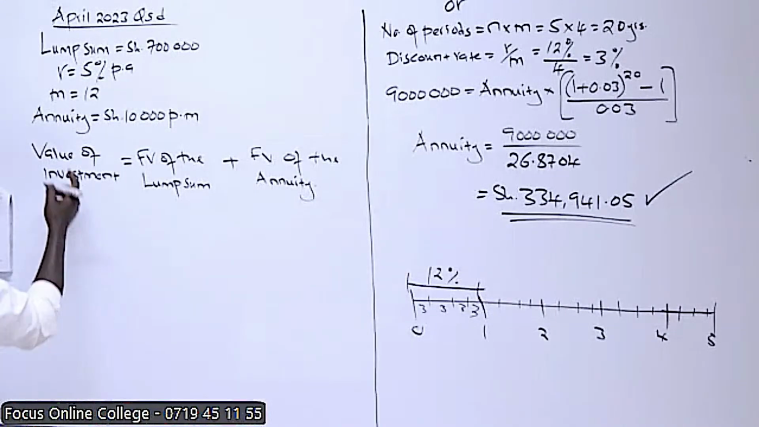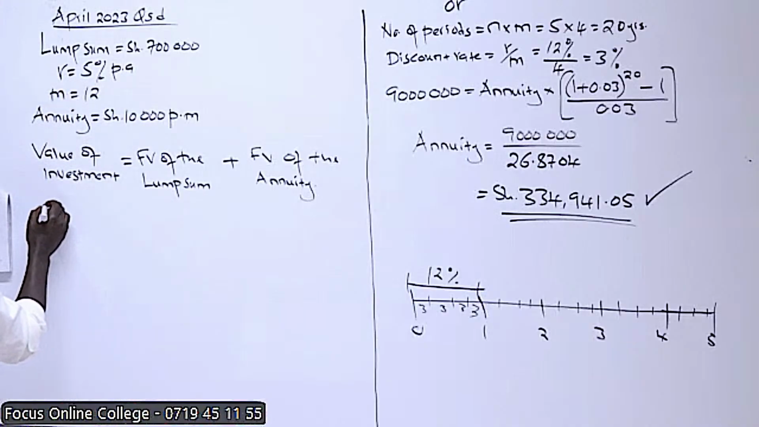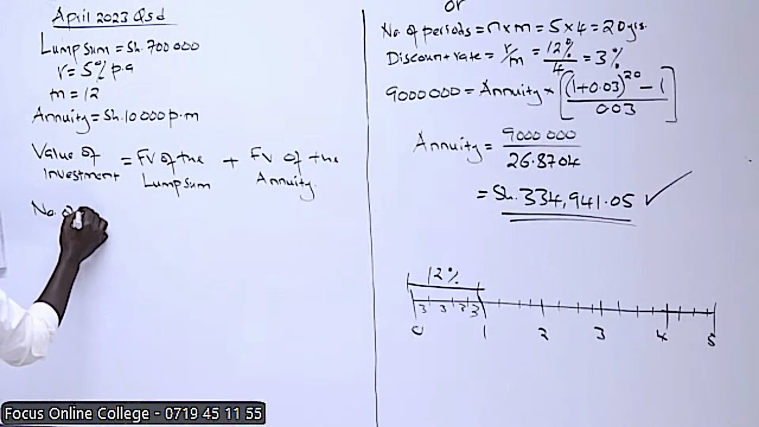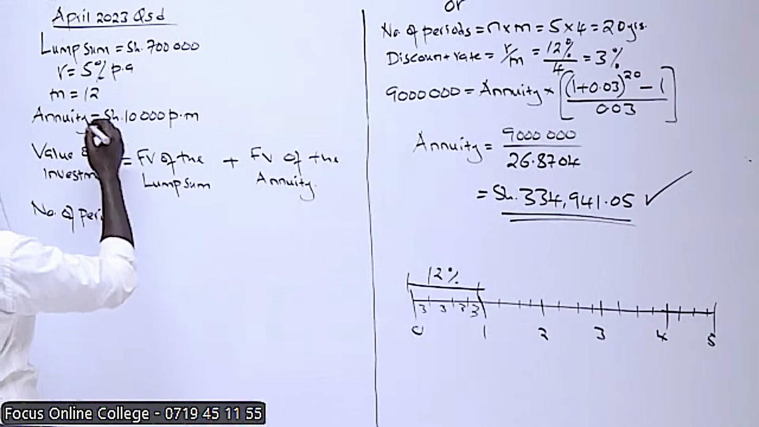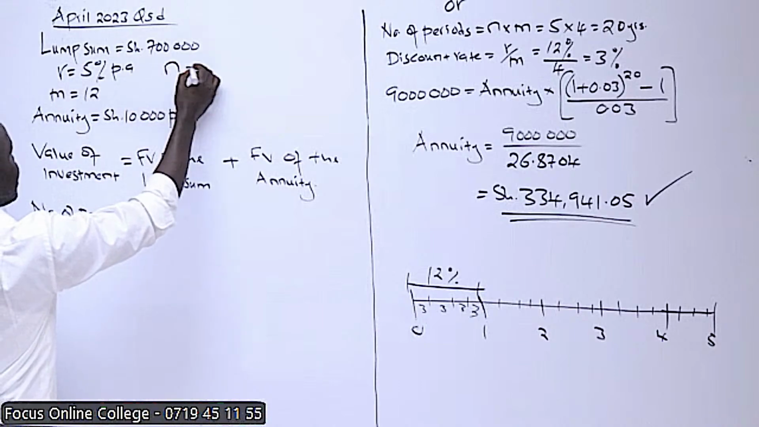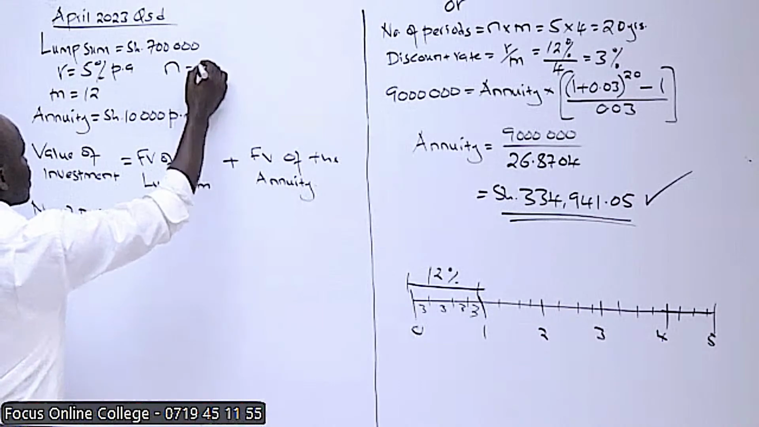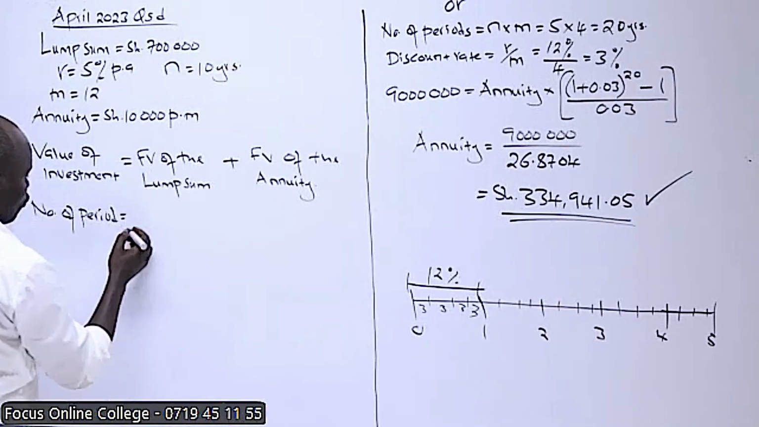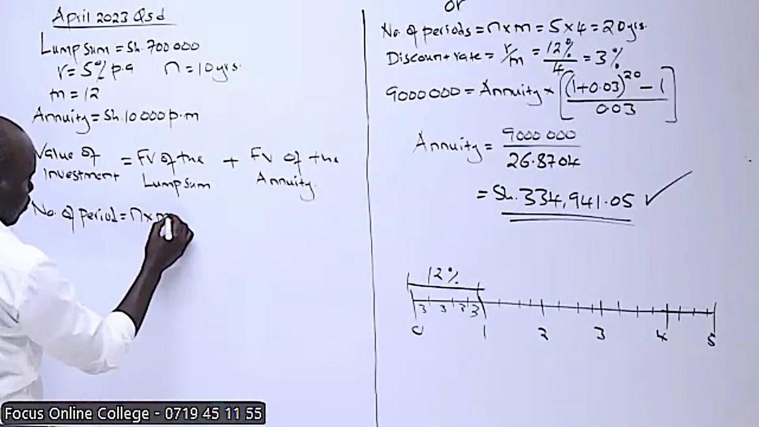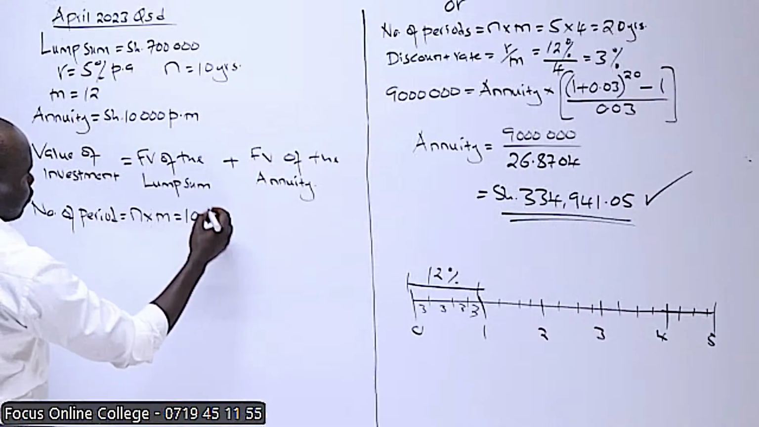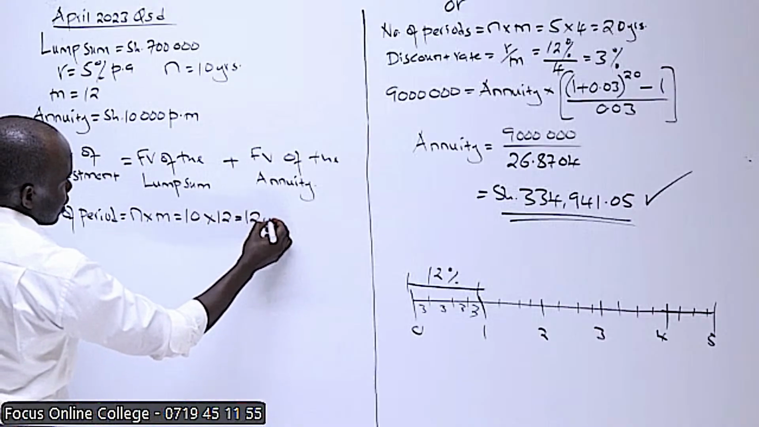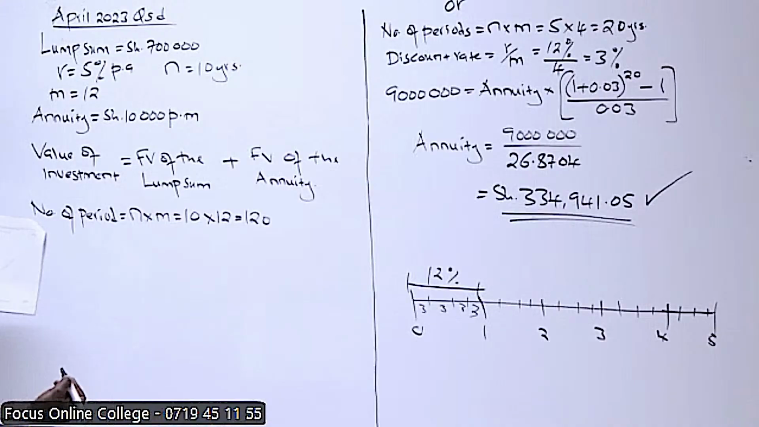Now, we need to adjust this here. Let's start by adjusting the number of periods. Number of periods is equal to n. Where is n here? We don't have n. N is 10 years. Number of periods is n times m. So n, 10 times what? 12. We get 120. So the number of periods is 120.